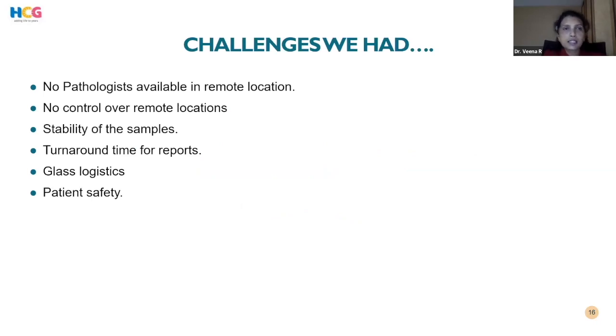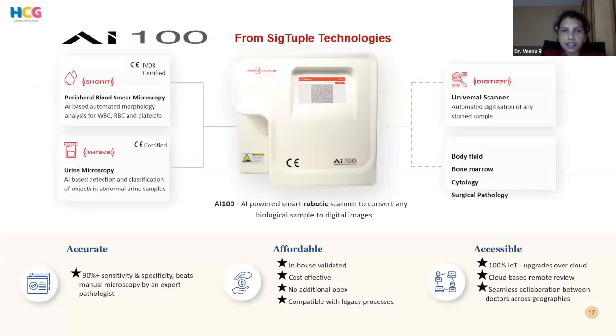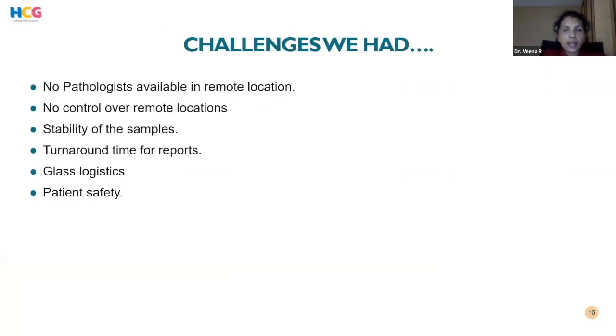So these are the same reasons I said: no pathologists available in remote locations, and there was no control over remote locations, and the stability of the samples was an issue if they had to be shifted from these locations. Turnaround time was longer, and also whenever the glass slides were sent, there was always the fear of the slides being broken or lost, etc. And hemato-oncology is a very important and critical area, particularly if you have APMLs, where the diagnosis has to be given immediately. So patient safety was another concern for us.